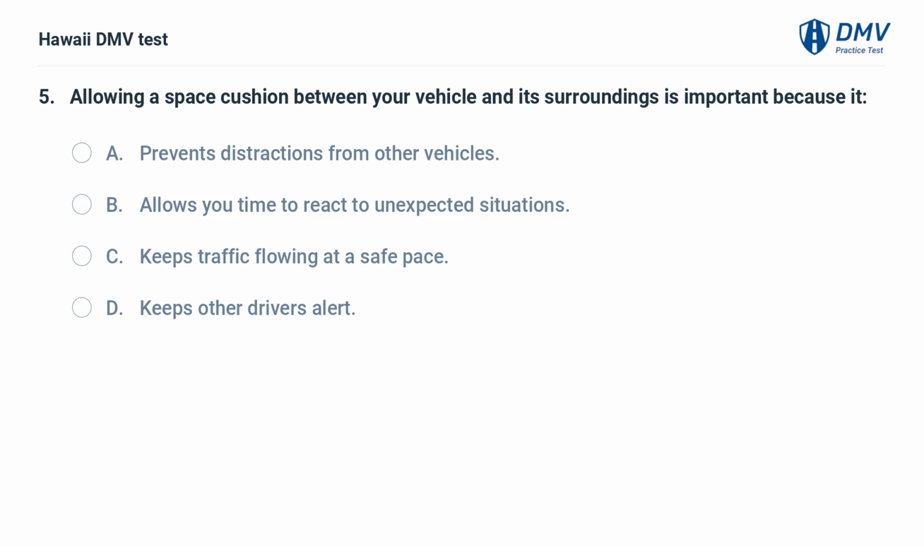Allowing a space cushion between your vehicle and its surroundings is important because it A, prevents distractions from other vehicles. B, allows you time to react to unexpected situations. C, keeps traffic flowing at a safe pace. D, keeps other drivers alert.